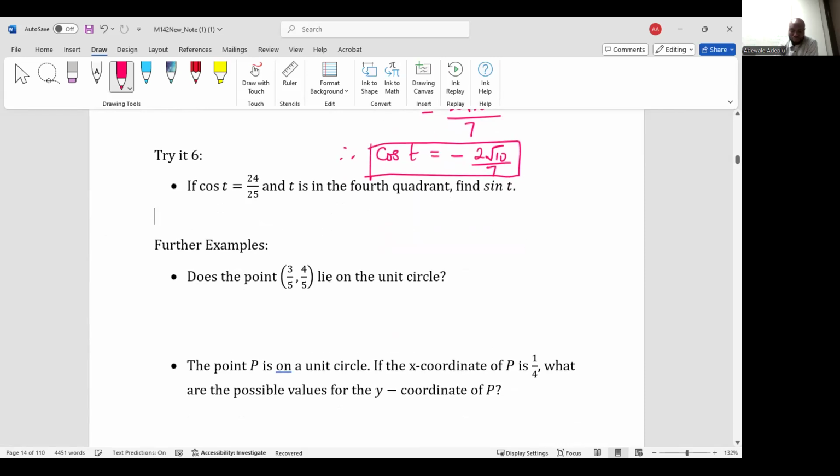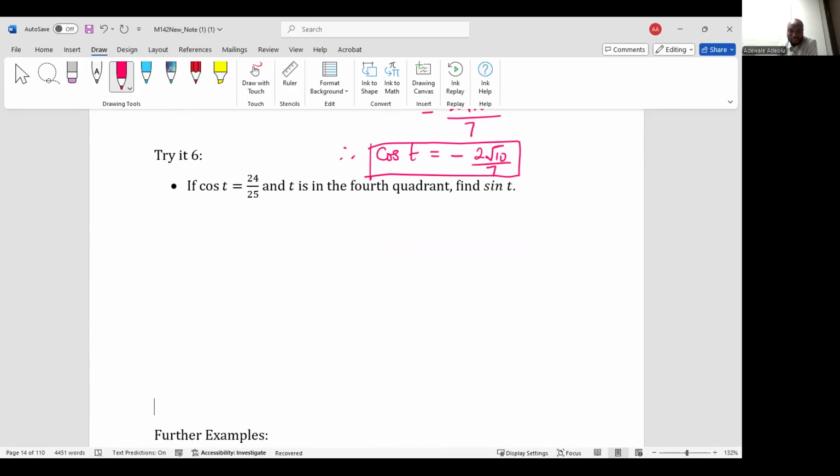So you can pause this video and solve this by yourself. Cosine of angle T is 24 over 25, and T is in the fourth quadrant. Find sine of T. We do the same thing. So pause this video and solve that. And in the end, you should be having these results that I'm about to write here. I will not talk, so just make sense with me. I'm assuming that you paused the video to work it out. So now let's see what you should have.